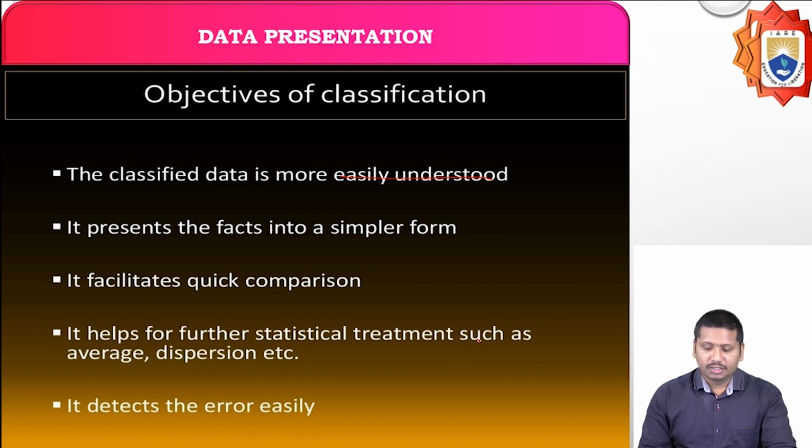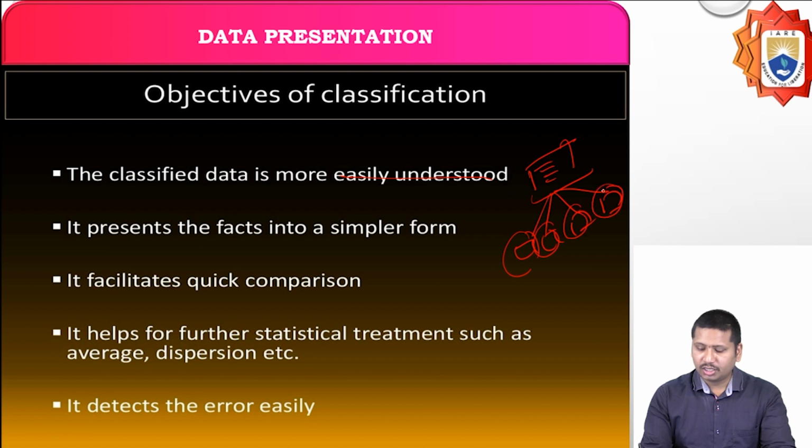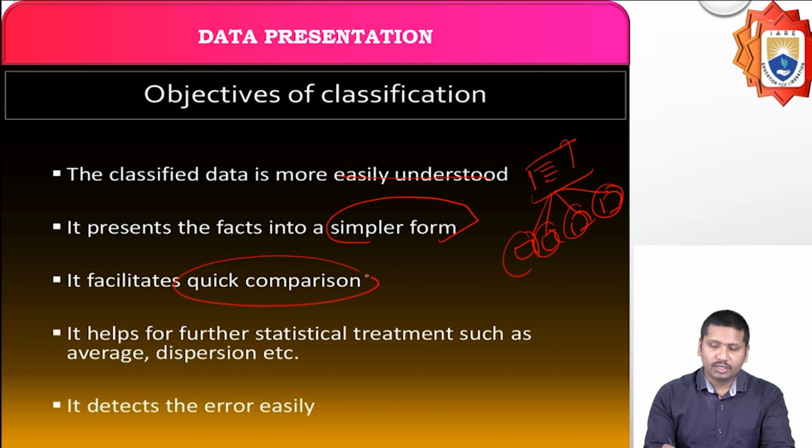So the objective of classification means the data we have taken should be organized so that every person clearly understands each classified data, and it should be presented in simpler form. We should also be able to compare very quickly, and it should be helpful for statistical treatment such as average, dispersion, etc. And it should also detect errors easily.